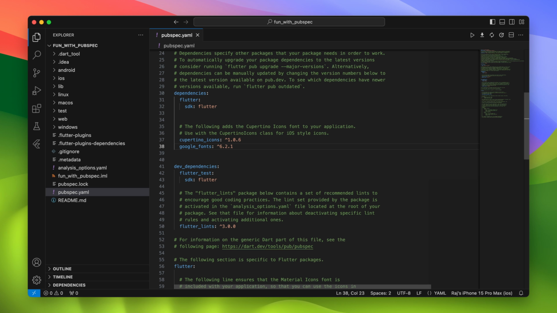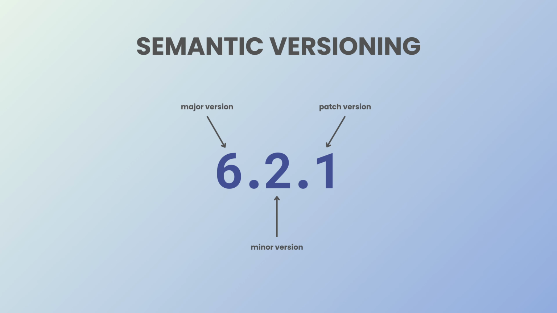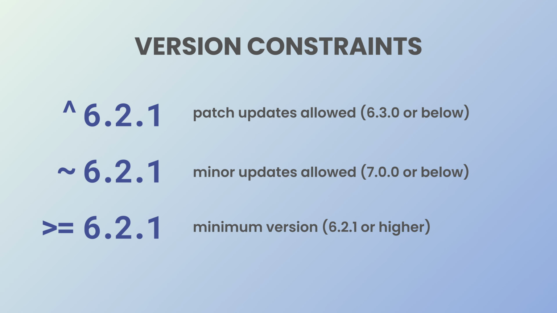You might have noticed that the version numbers for the packages we've added to our project are pretty elaborate. They usually start with a caret symbol and contain multiple dots. So what's going on here? The three numbers separated by the dots represent the major version, the minor version, and the patch number. This is known as semantic versioning. The caret symbol at the beginning means that patching updates are allowed. This is known as a version constraint.